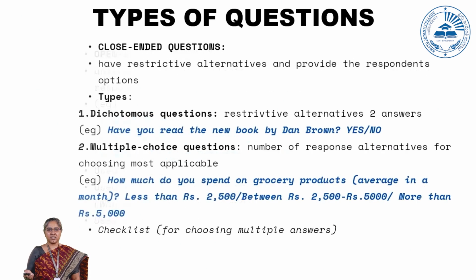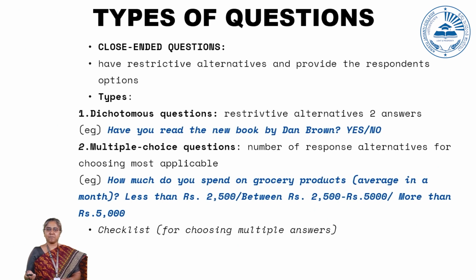The next kind of questions that you can frame are close-ended questions. So close-ended questions are very restrictive in nature because here the researcher has control and you give the alternatives the respondent has to choose from. So there are different types based on how the questions are framed. The first type of close-ended question is dichotomous questions. Dichotomous are very restrictive. They just have 2 alternatives. An example is stated here: have you read the new book by Dan Brown? The respondent can either answer yes or no. So there's just 2 options. So this is an example of a dichotomous question.